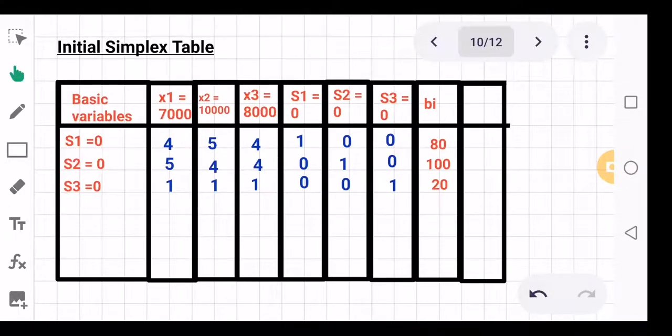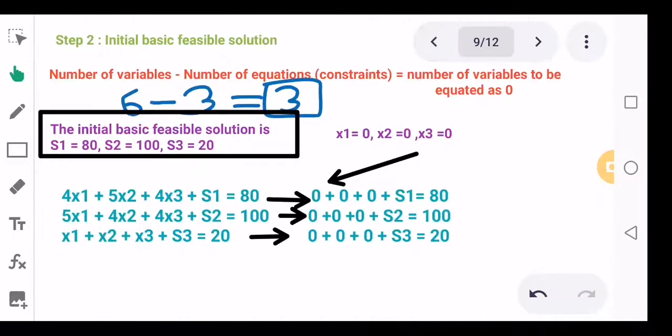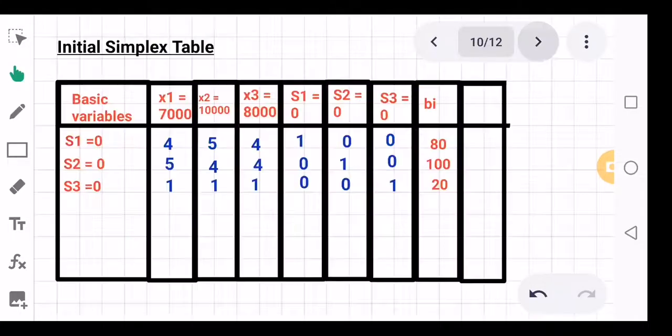And why have we written S1, S2, S3 in the row column? Why have we put this heading? Because these are the basic variables. We found out that S1 is equal to 80, S2 is equal to 100, S3 is equal to 20. So that's why we are putting S1, S2, S3 over here. And we have put 0, 0, 0 because all these figures we have derived from the objective function.